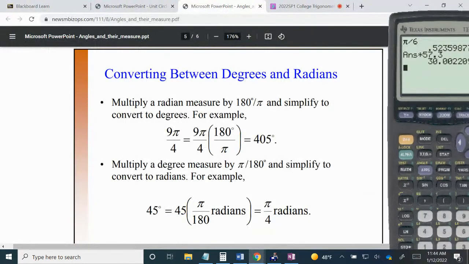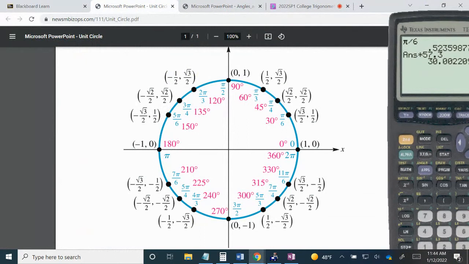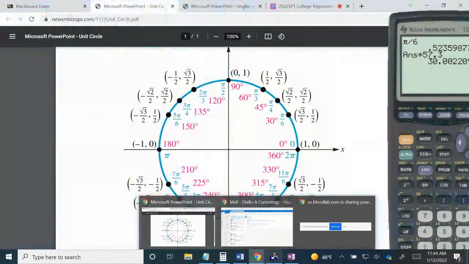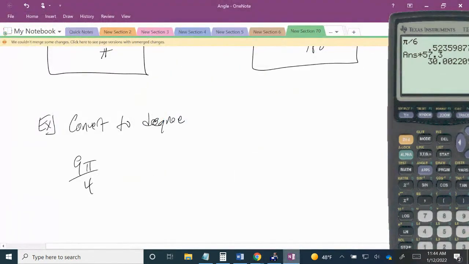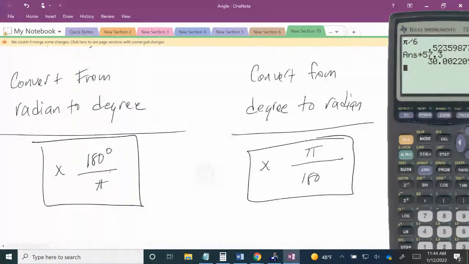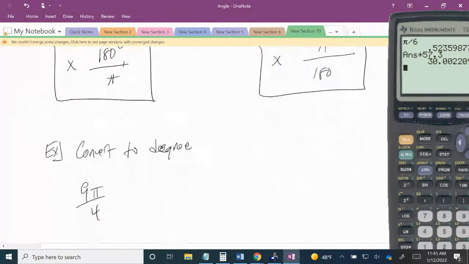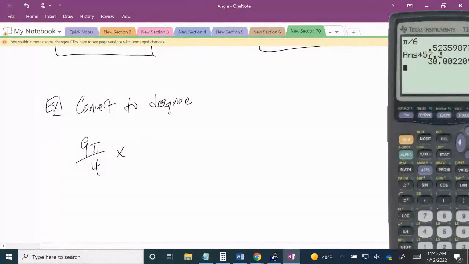All right, so taking a look back at the unit circle, I see that there's a pi over 4, there's a 3 pi over 4, there's a 5 pi over 4 and a 7 pi over 4, but not a 9 pi over 4. So I'm going to multiply by 180 over pi, because I'm converting from a radian to a degree.